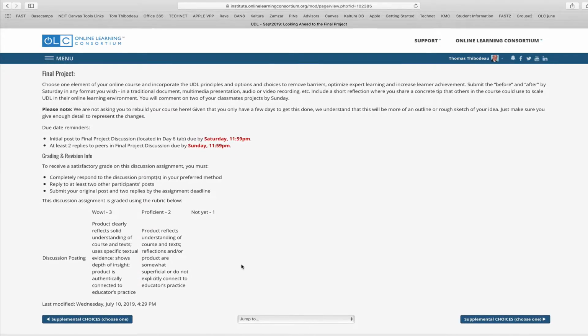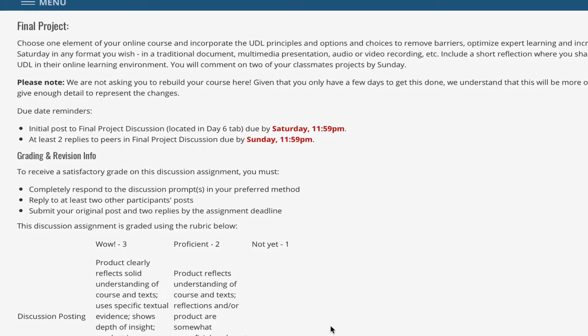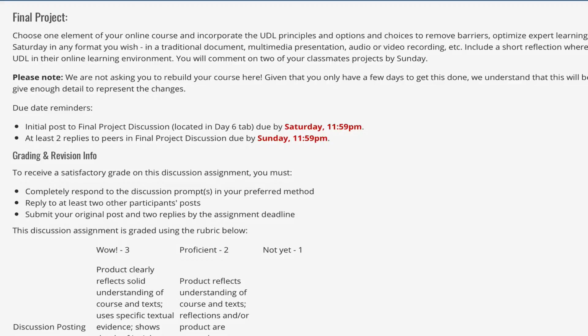picking some aspect of a course that you are already doing or will be doing and making it UDL compliant, implementing UDL principles. And so this is only one element. It's a 1-week course. We realize you don't have unlimited amount of time to do this. So choose something that you feel you can do well and put it all together.